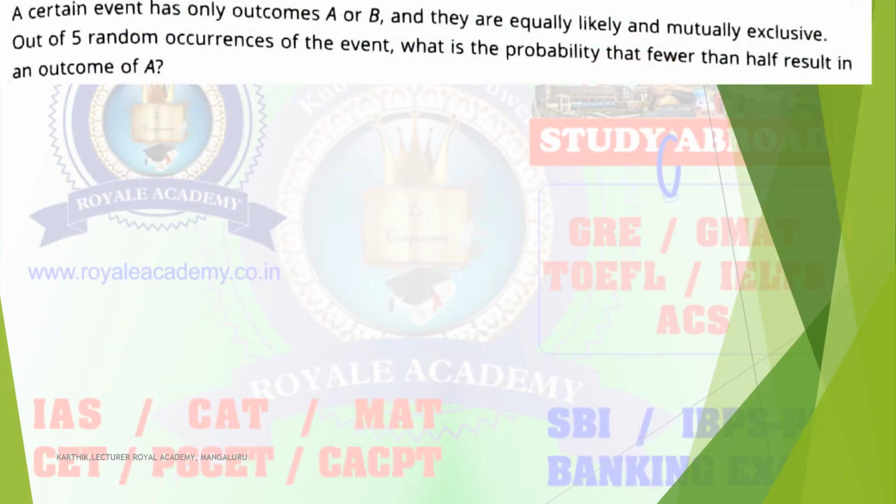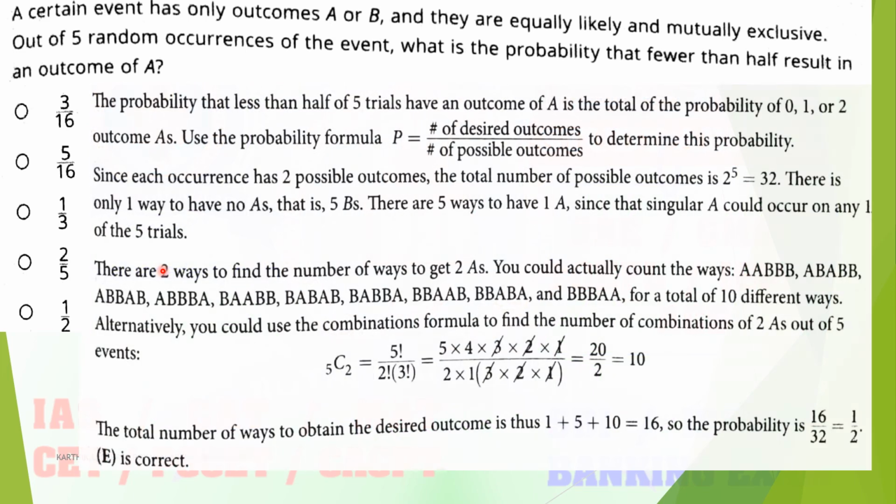Next, a certain event has only outcome A or B. They are equally likely and mutually exclusive. Out of 5 random occurrences of the event, what is the probability that fewer than half result in an outcome of A? That you have to find out. Fewer is nothing but less than half. So how to find out the probability?